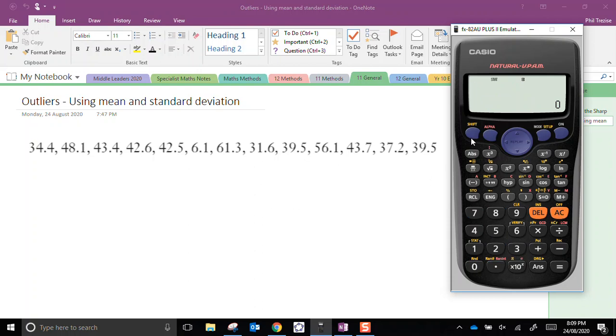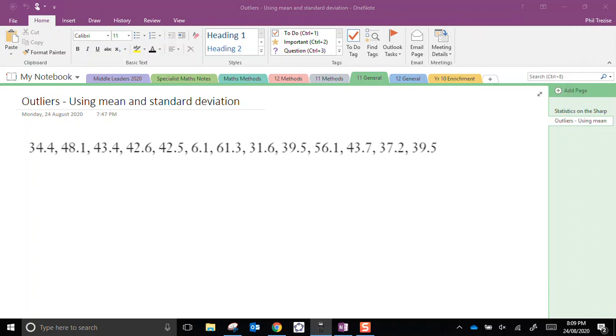So the first thing I need to do is to use the stats menu here, and I'll be looking at the variance menu, number 4, to find the mean. And I have a mean of 40.5. Let me just write that down.